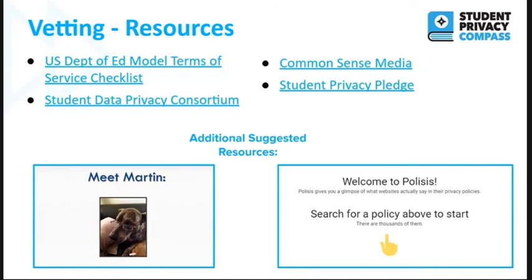Other useful resources: there is a model terms of service checklist, which provides both best practices to look for in terms of service, as well as problematic practices to avoid. The Student Data Privacy Consortium has links to privacy protective contracts, and who knows, your district may be one of the districts using the consortium and may have a list of apps that can be used safely because the vendor has signed a privacy protective contract linked on their website.